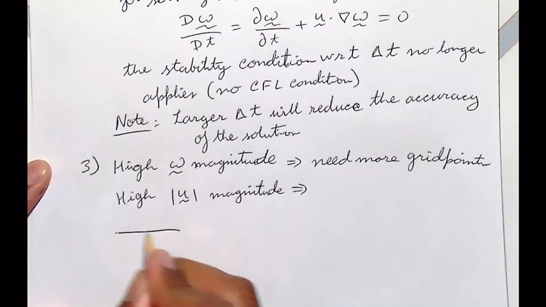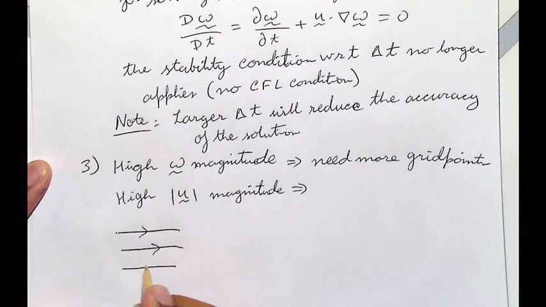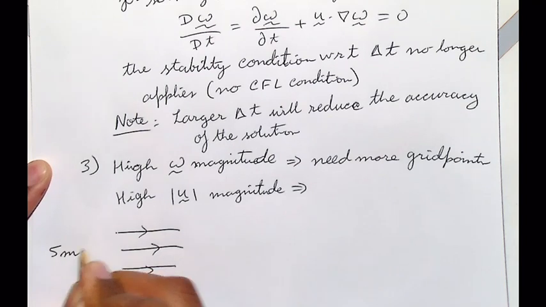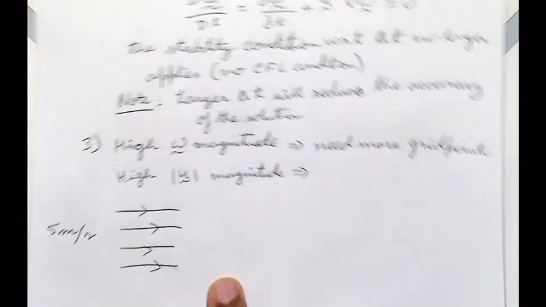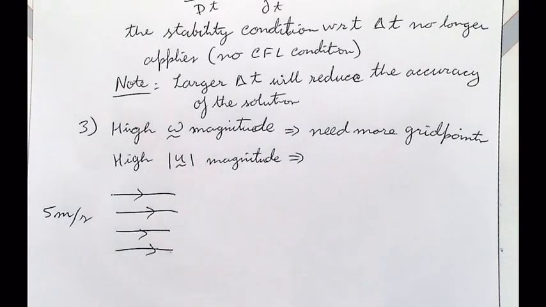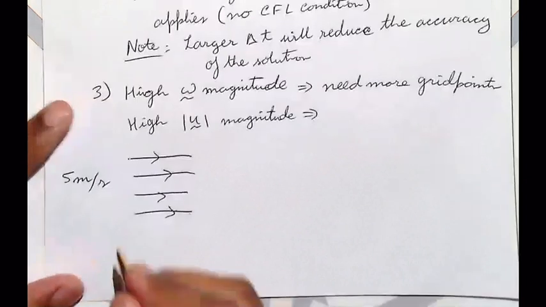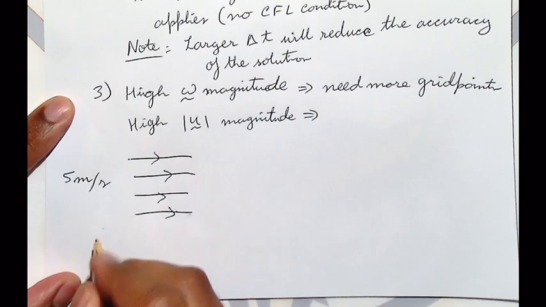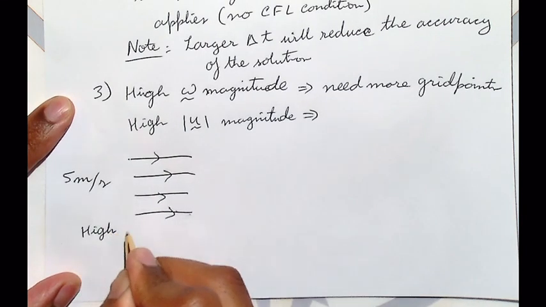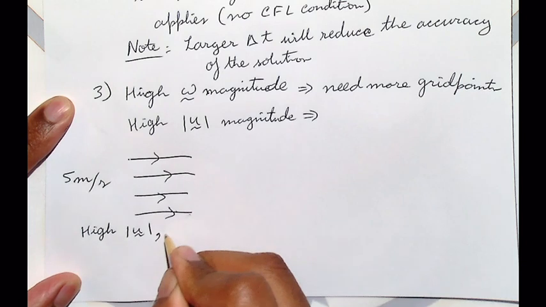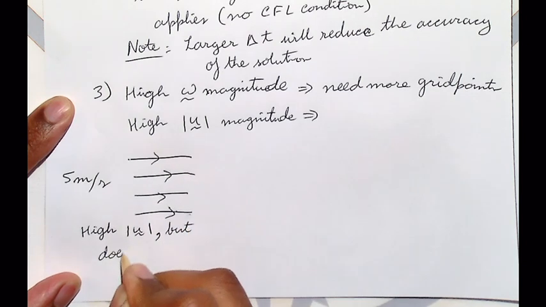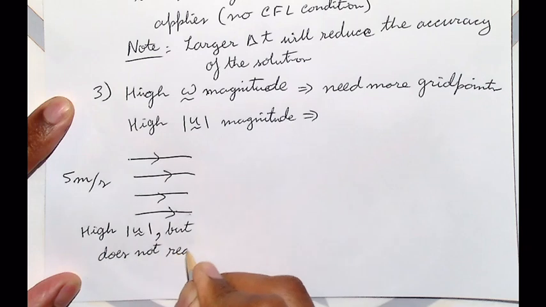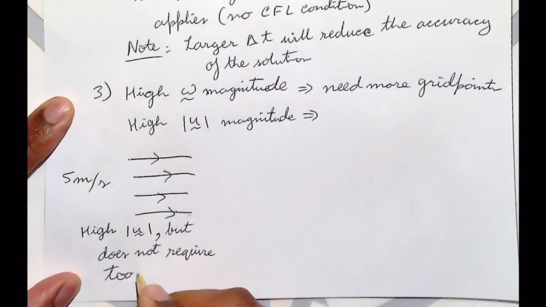Imagine that there's uniform flow coming in at 5 meters per second. This is a relatively high velocity, but there's no gradient at all. There's no du by dx, there's no du by dy. Nothing is changing. So it doesn't make sense to allocate a lot of grid points for this region. High magnitude of velocity, but it does not require too many grid points.